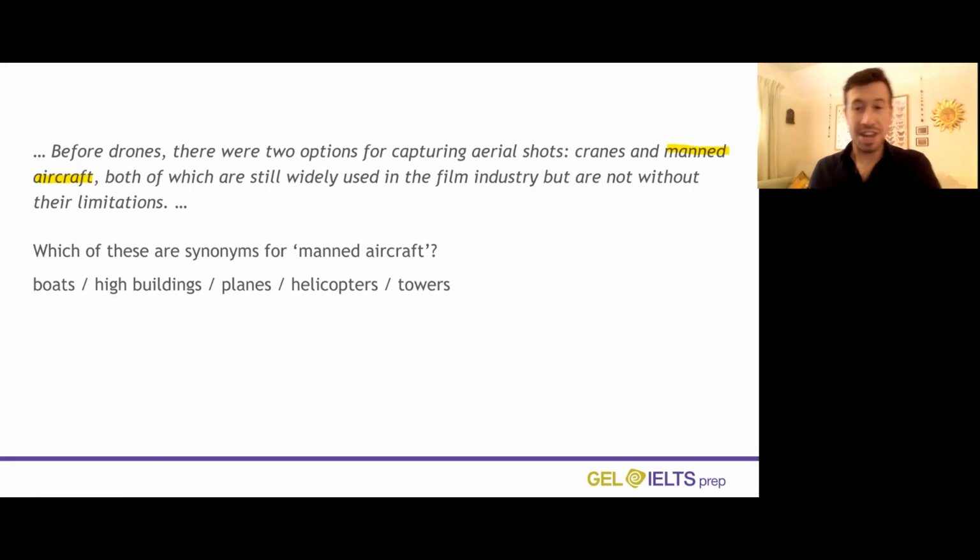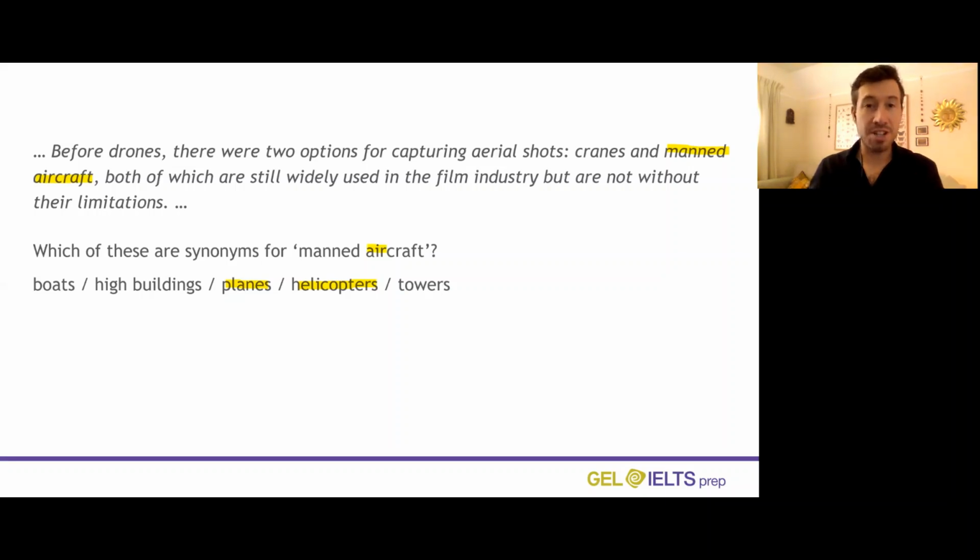Okay, so let's check this together. The first thing we need to look at is it says manned aircraft, so it has to be things in the air. A boat is not in the air. It is manned, but it's not in the air. Buildings, well, there's no one controlling a building. It doesn't fly. But planes, yes, they fly and they are manned. And helicopters also fly and are manned. Towers, again, they don't fly and they're not manned. So the two synonyms would be planes and helicopters for that one.